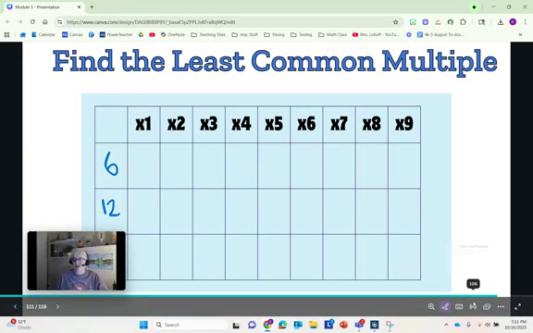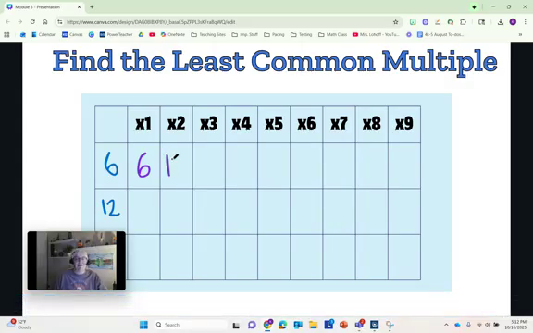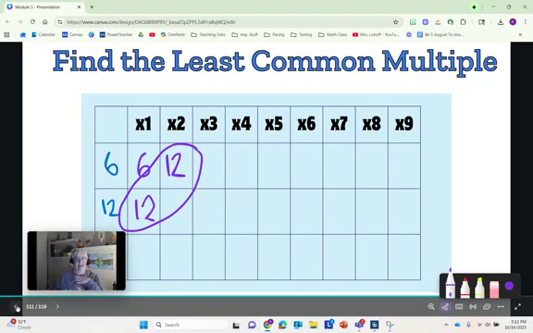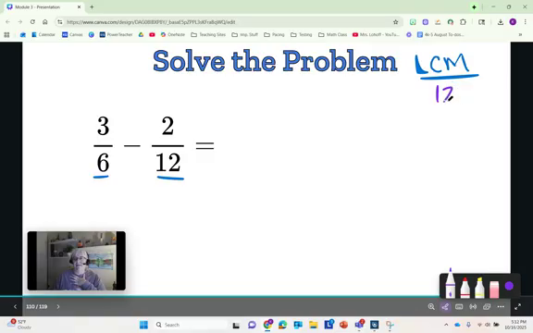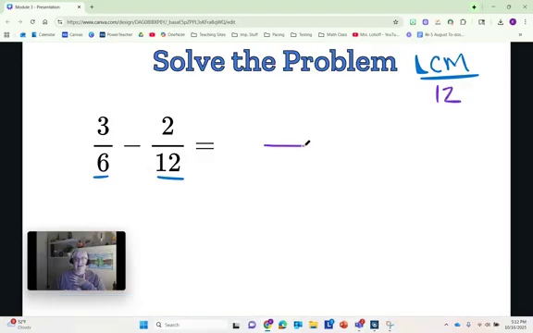So I'm going to fill out the chart for 6, and while I'm doing that, I am going to be thinking about 12, and if 12 will also have that number in there. 6 times 1 is 6, and you can copy straight from a multiplication chart. 6 times 2 is 12. Well, that's our number. 12 times 1 is 12. Hey, we found our least common multiple right away. It's 12. That was the fastest ever. So now we need to change both fractions so that the denominators are 12 and we are subtracting them.